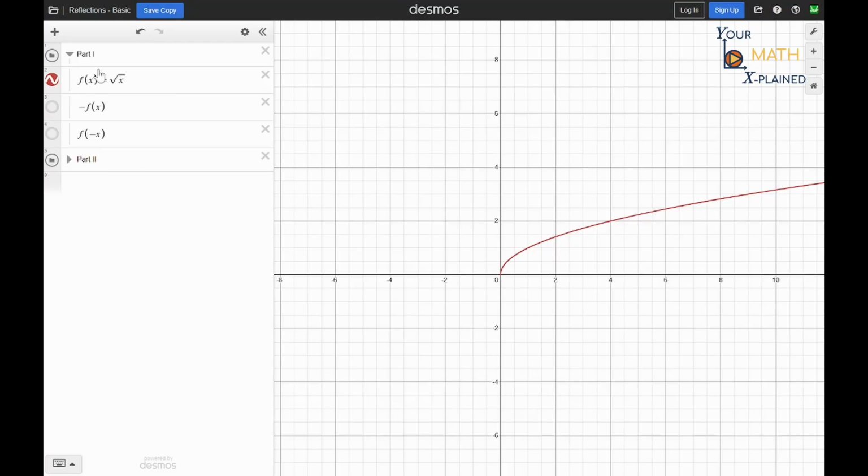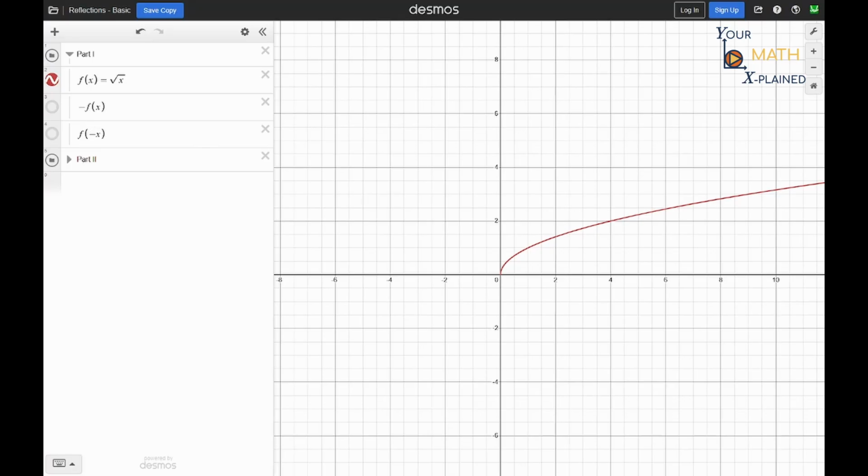So here we have our function f of x, and it's equal to the square root of x. And you can already see it on the graph. For reflections, there are two main reflections we're going to be performing. One of them is to reflect along the x-axis, meaning we're flipping the graph upside down. And the other reflection is across the y-axis, so we're flipping the graph left and right. So let's see which one does what.